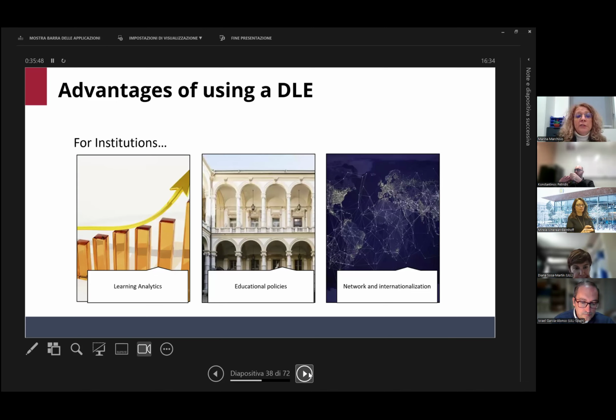But also for institutions, it's very important to have a digital learning environment because it means having a lot of data that, for instance, a university, a school, or a Ministry of Education can use in order to define educational policies, but also universities can use in order to create a network and also to push for the internationalization process at home.